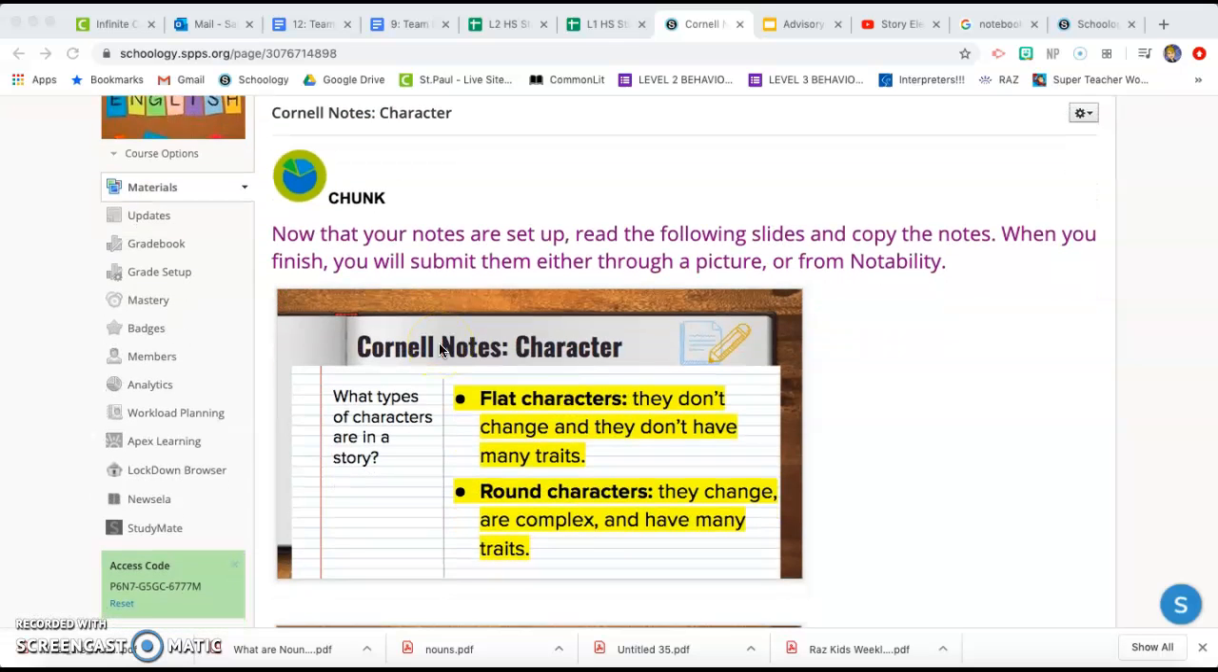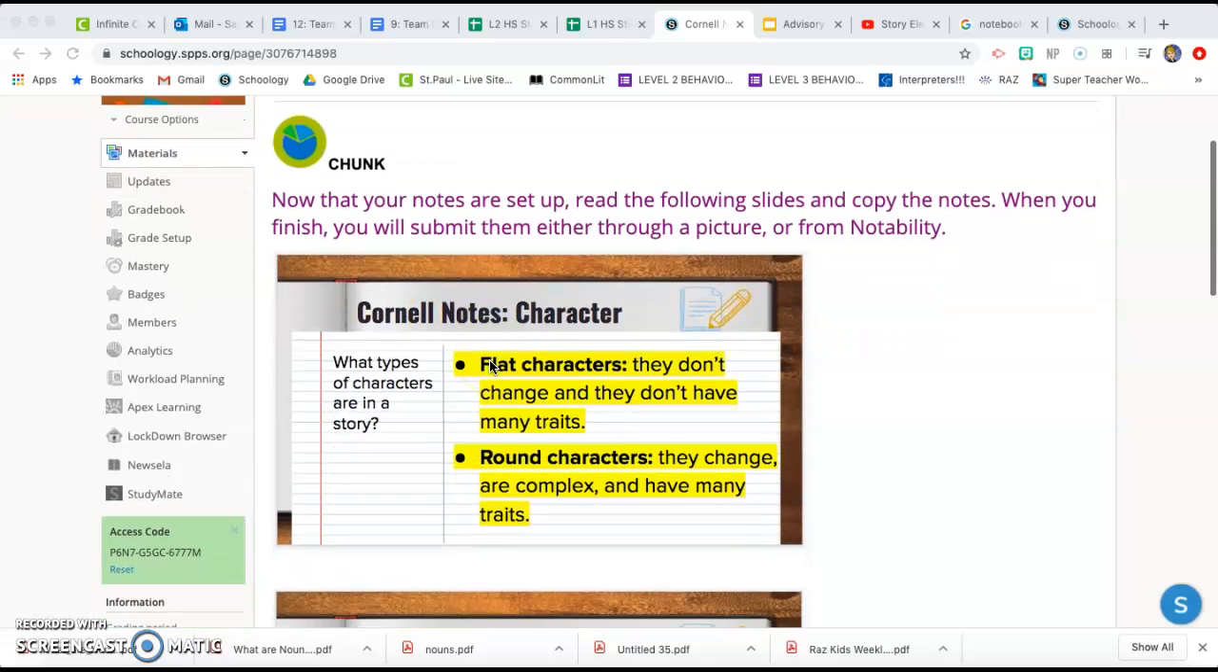Hi, ninth graders. Now that you have a notebook set up with Cornell Notes, where you have questions on the side and notes on the right, we are going to take some notes and write them in our notebook. When you finish taking your notes today, you will take a picture of your notes, or if you decided to take notes in Notability, you will submit a screenshot.